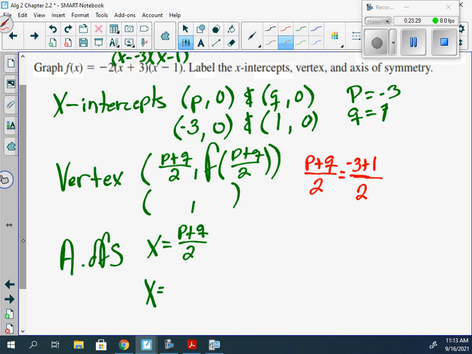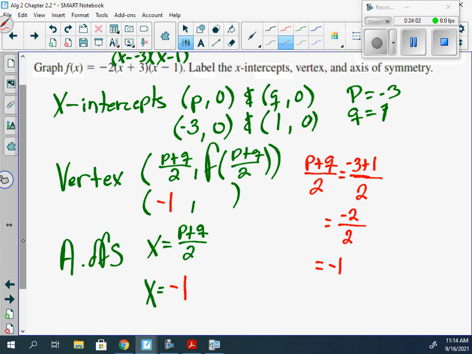Ooh, I need to move that. Is negative 2 divided by 2. And negative 2 divided by 2 is negative 1. So the axis of symmetry would be x is equal to negative 1. And the x value of the vertex would be negative 1. Any questions on this here?